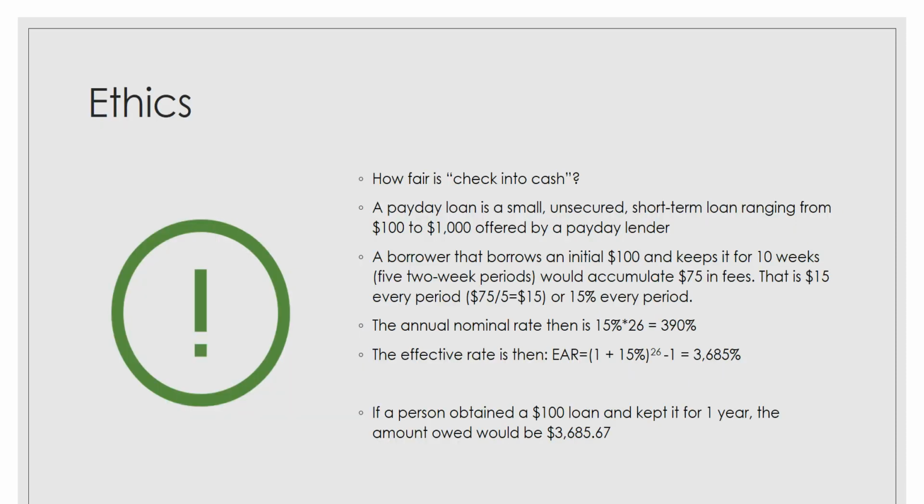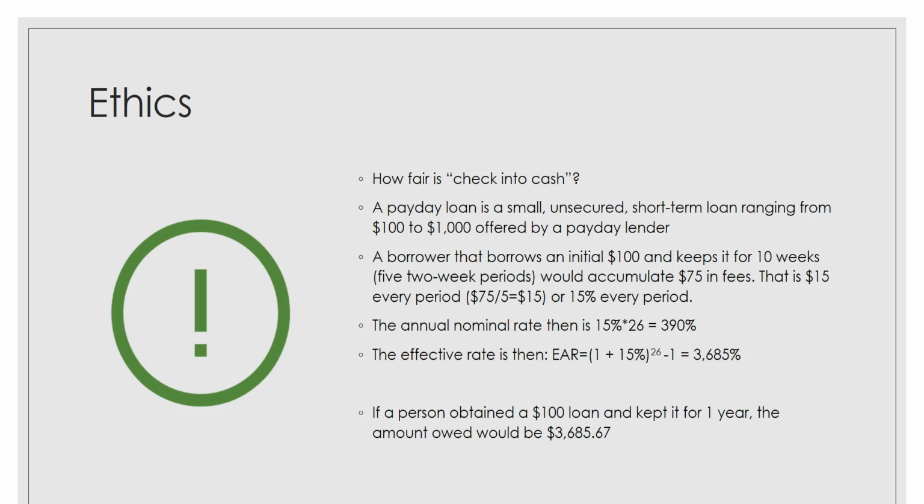So let's look at another example, an ethical question. How fair is checking to cash? Checking to cash is a payday lender. So they are making short-term unsecured loans. They're due every week, every 2 weeks. They're usually payday loans, so they're just advances on your paycheck essentially, but they carry very high interest rates.